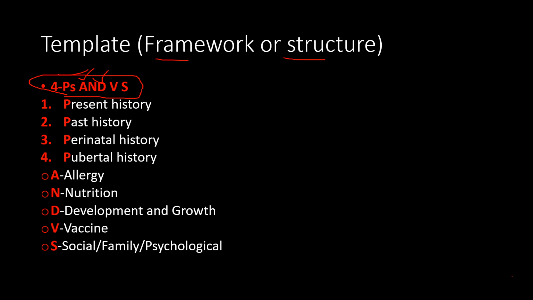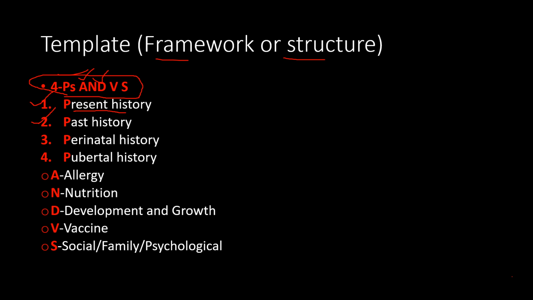So 4 P's and VS, this is the format of the history taking station. Every P contains something. For example, the first P is present history. Systemic review also comes in the present history. There are other things as well. We will discuss them in the next video.